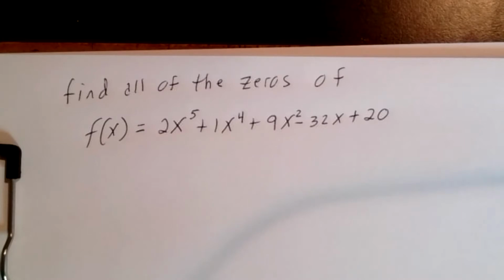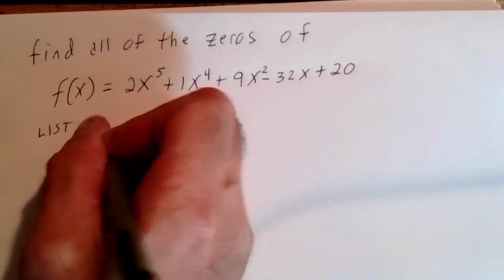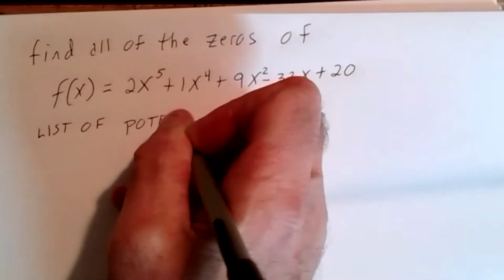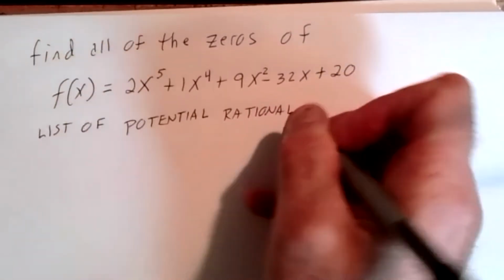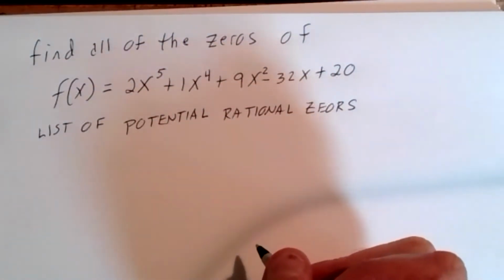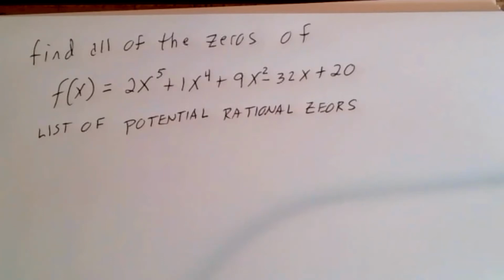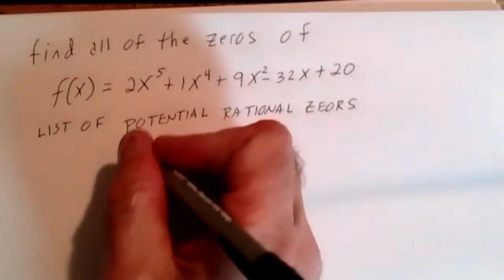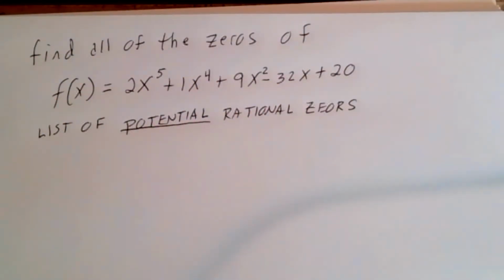Okay. All right. So here we go. First of all, I am going to compose a list of potential rational zeros by using the rational zero theorem, ladies and gentlemen. The rational zero theorem. Now, what does this word potential mean here? Potential.